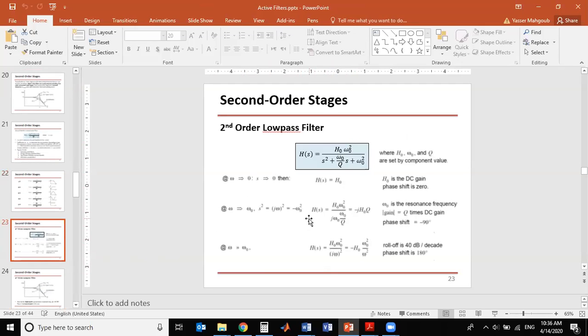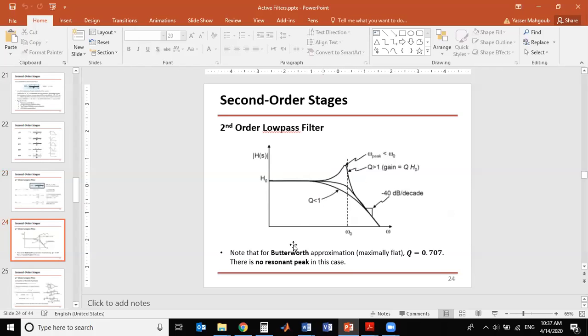And we focused on the low pass filter because designing a low pass filter is the key circuit that you can use to design any other filter. So this is the general low pass filter transfer function. The main important parameters here are H0, omega 0, and Q. So designing a low pass filter means that you know how much is H0, how much is omega 0, and how much is Q.